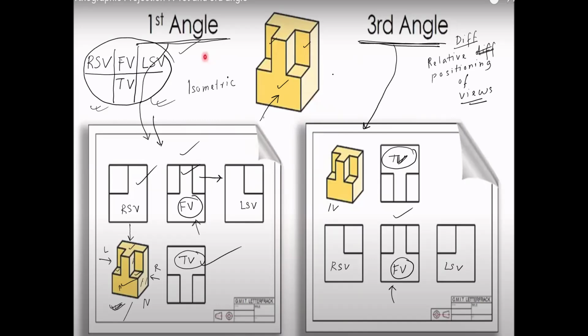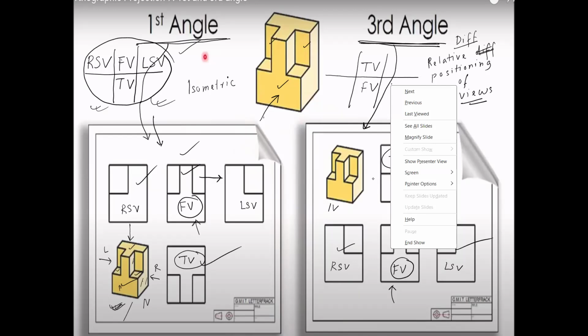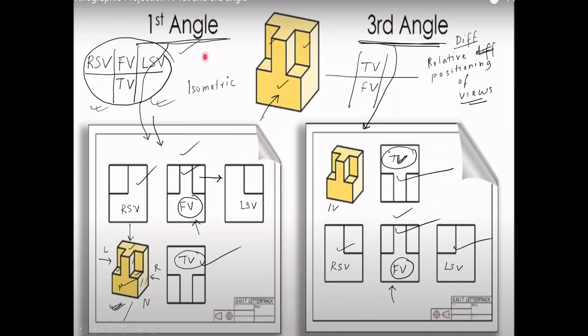In the third angle system, this relative positioning of views is different. So here you see top view is lying above front view. In the first angle system, front view was lying above top view. But in the third angle system, top view is lying above front view. Right? That is one difference. Another difference is on the two sides of the front view, we have the two side views. So on the right hand side of the front view, sorry, one mistake I had made earlier.